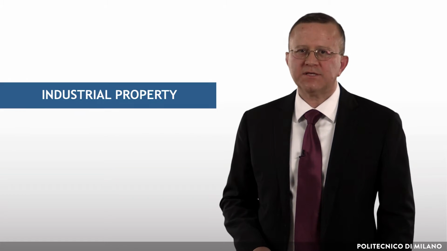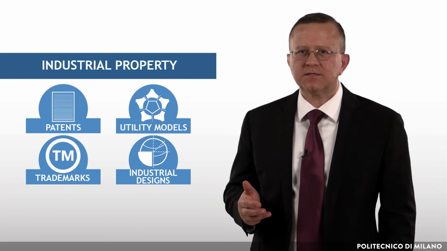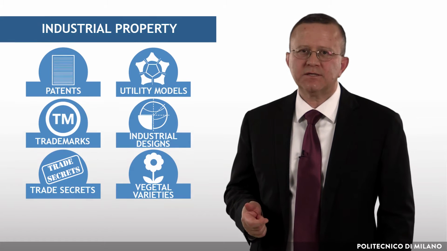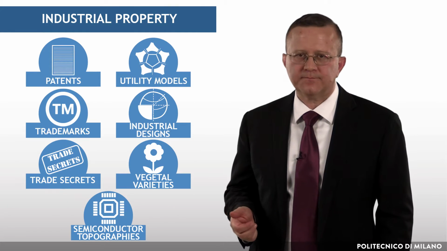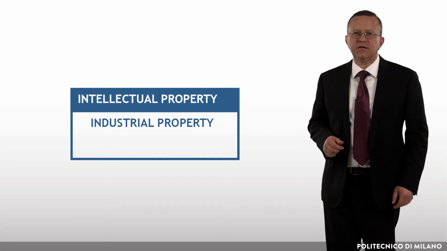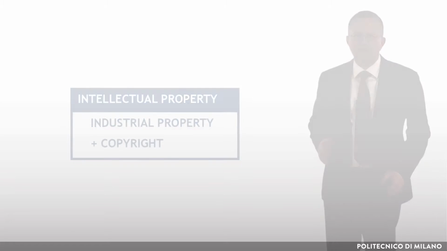Industrial property comprises patents, utility models, trademarks, industrial designs, and other objects like trade secrets, new vegetal varieties, or semiconductor topographies. Intellectual property has a wider meaning than industrial property, and it also comprises copyright. Let's see a brief definition of them.